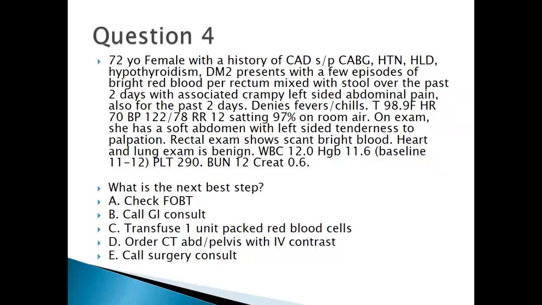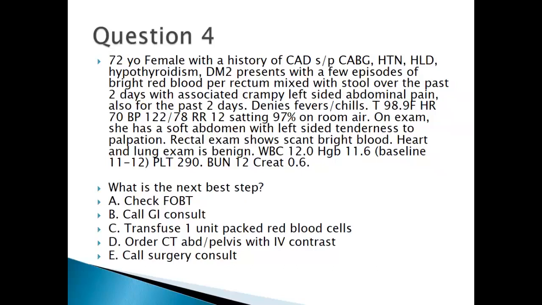FOBT probably is not going to change your management. GI consult, yes, you would probably do that too, but I think the CT would be more important. But if you wanted to call us and ask if we should do a CT, that would be fine too.